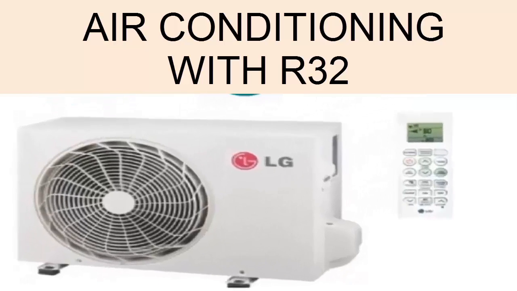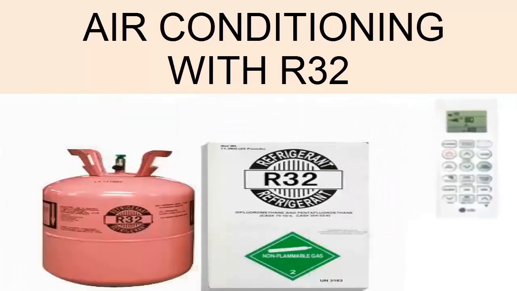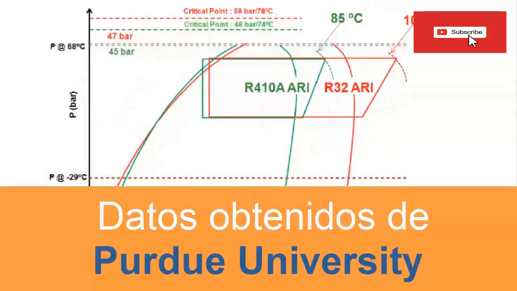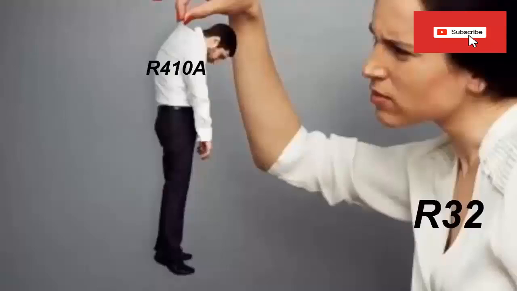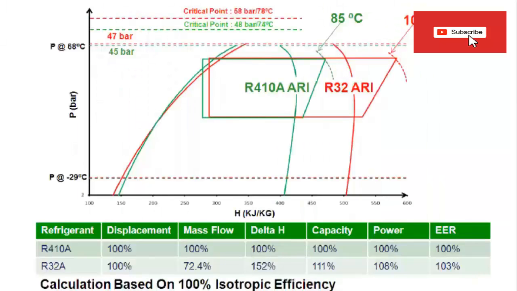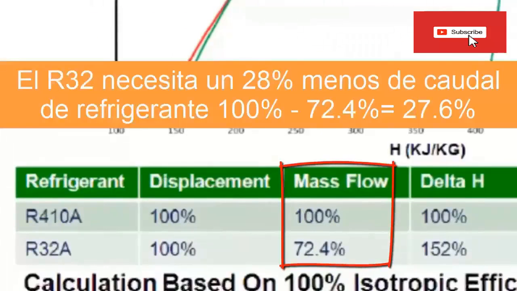Today we present air conditioning with refrigerant gas R32. On the screen we have a graph, which will make it very clear to us the superiority of the R32 over the R410A. We are going to make the comparison for two air conditioning compressors with the same displacement. Let's see how an air conditioning system needs 28% less mass flow of refrigerant with R32. This means that less gas is required.